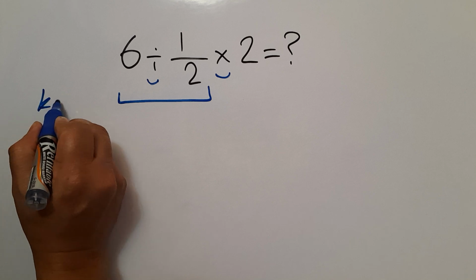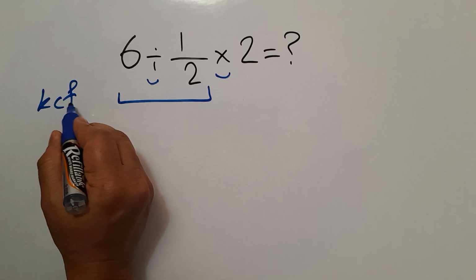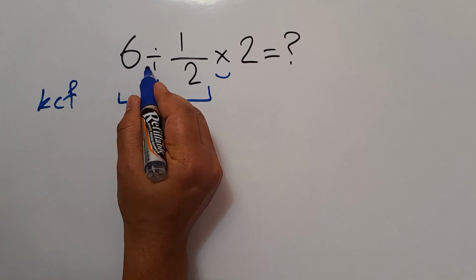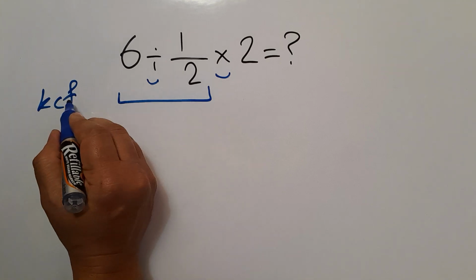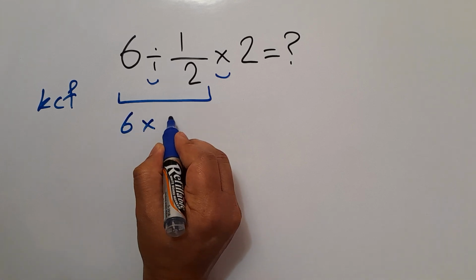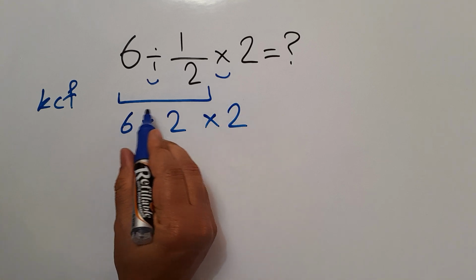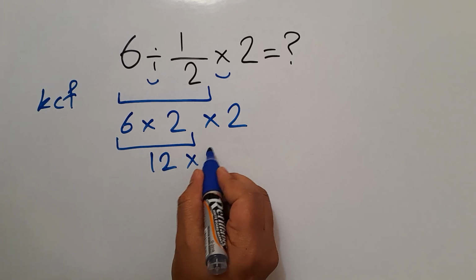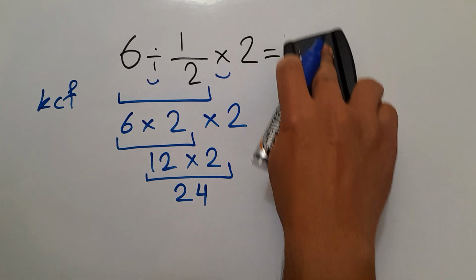According to the KCF rule, K stands for keep, C stands for change, and F stands for flip. Keep the first fraction, change the division to the multiplication, and flip the second fraction. So according to this rule, 6 divided by 1 over 2 can be written as 6 times 2 and again times 2. And here we work from left to right. 6 times 2 gives us 12, and 12 times 2 equals 24. So our final answer to this problem is 24.